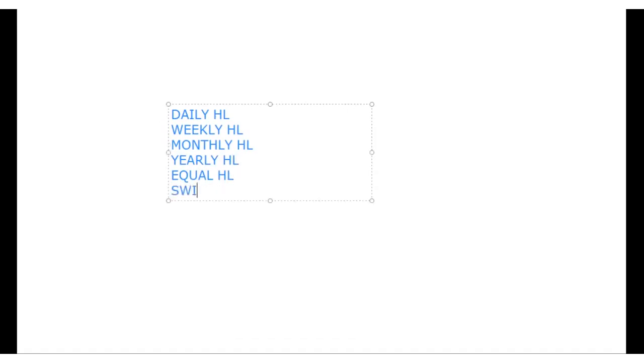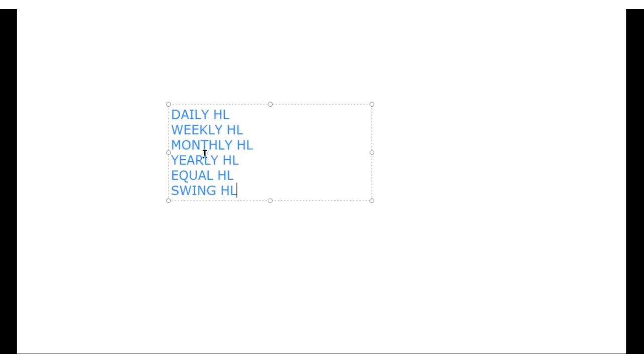Number one, I have daily high and low. Number two, I have weekly high and low. Number three, I have monthly high or low. Number four, I have yearly high or low. So these are the zones I trade. And number five, I have equal high or low, which is called M's and W's. Number six, I have swing high or low. So these are the zones that I look out for.